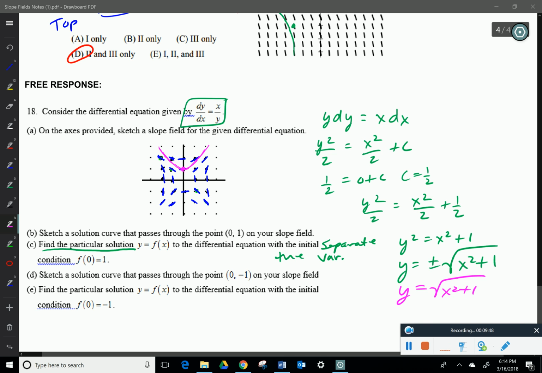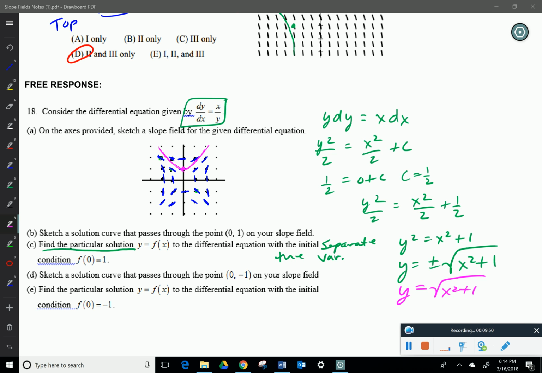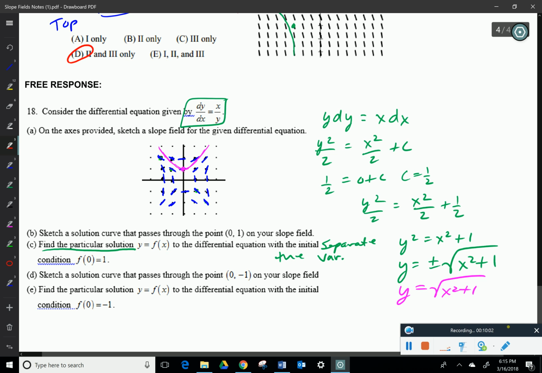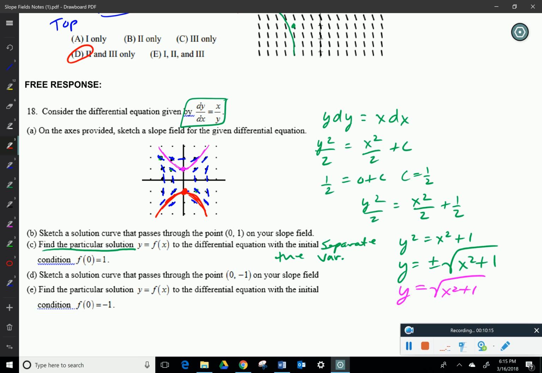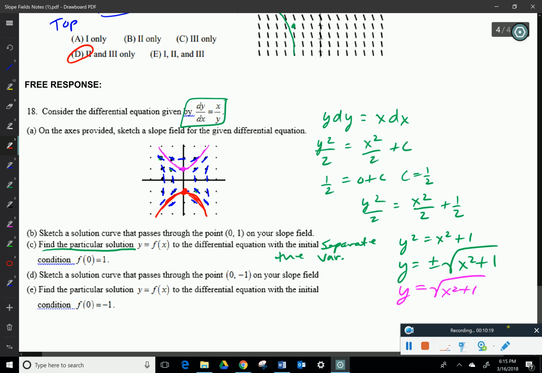Whereas when you get to letter D, it says, okay, now how about we look at the solution curve that goes through the point (0, -1). So what about if it's down here going through this one? Well, doesn't it look like it's going to be going this direction, right, if it's down here? And then notice letter E says find the particular solution for that differential equation. Well, it's going to be the same equation, but look at it. This time, if the y is negative, wouldn't that be the one where you want the negative square root?